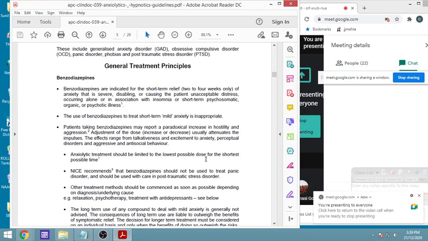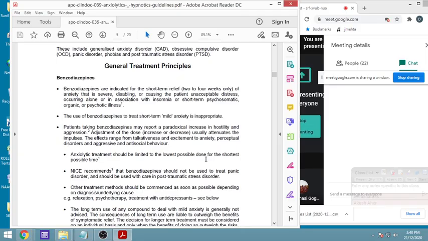As I told you, all are similar. Benzodiazepines are indicated for short-term relief, for 2 to 4 weeks only, of anxiety which is severe, which is disabling or causing the patient unacceptable distress, occurring alone or in association with insomnia or short-term psychosomatic, organic, psychotic illnesses. So this indicates that these are the consequences of anxiety disorders. Psychosomatic, organic, psychotic illnesses or insomnias are the further consequences.